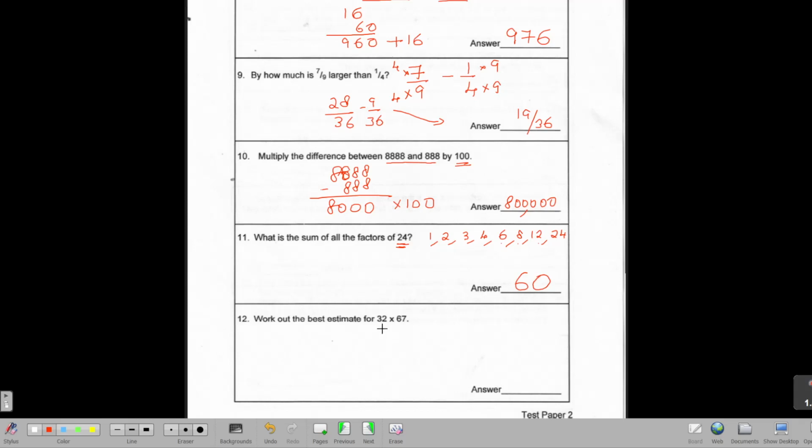Work out the best estimate for this. Round this to the nearest 10. Each of them. That's 30. That is 70. That is 2,100.